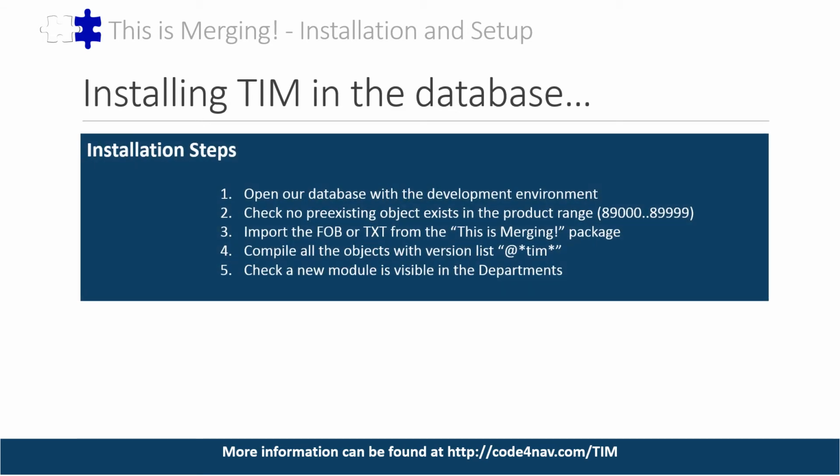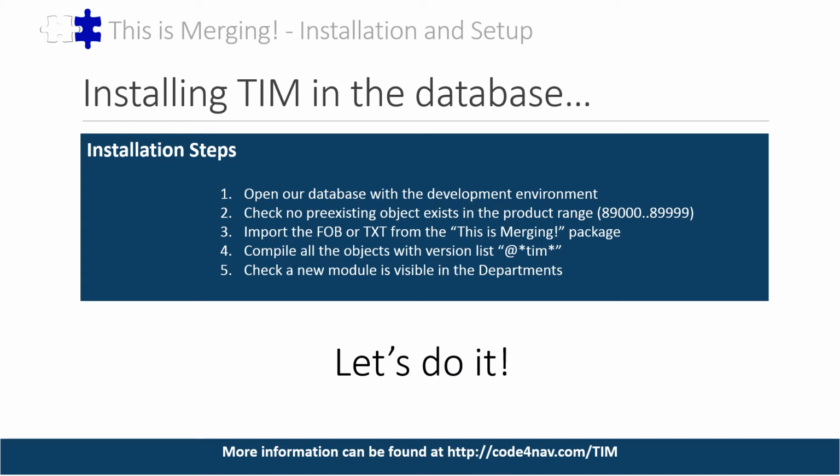Now, in order to install This is Merging, we need to open the database with the development environment. Check that no other objects exist with the same ID so that we do not run into any conflicts. Import the objects from either a FOB or TXT file. Compile everything and, of course, open the RTC client once we are done. We have now seen an overview of the different steps we need to perform in order to do this.